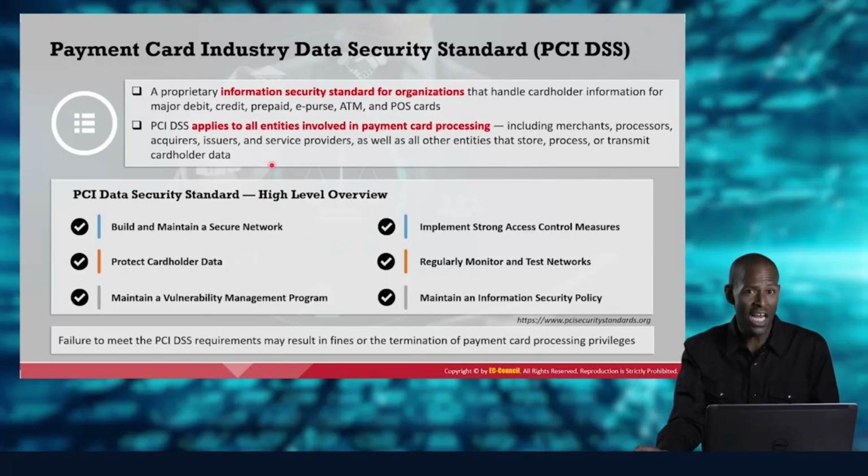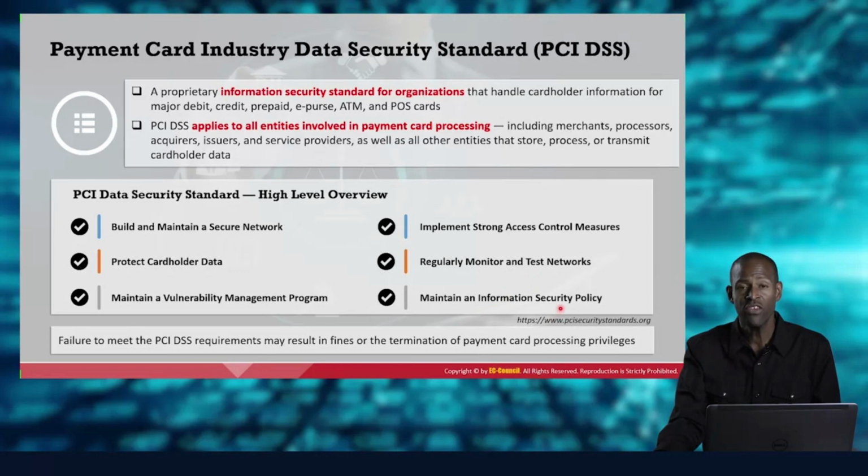At a high level overview for PCI DSS, what they want us to do is maintain a secure network and protect that cardholder data. We don't want the card exposed. Maintain a vulnerability management program, implement access controls, regularly monitor the network, regularly test the network, and maintain an information security policy.